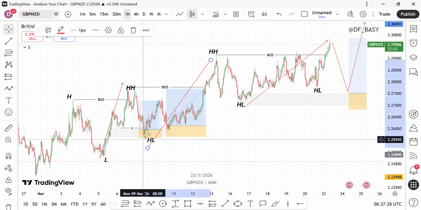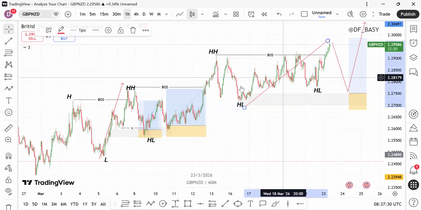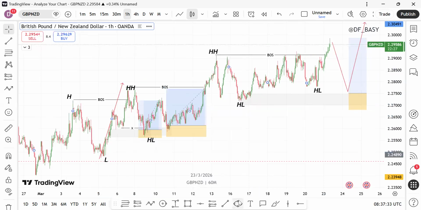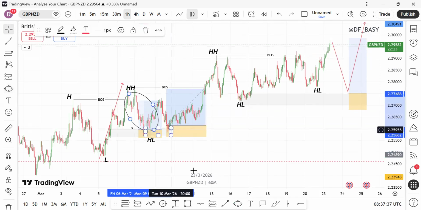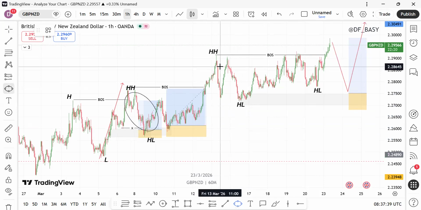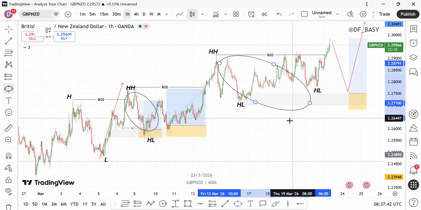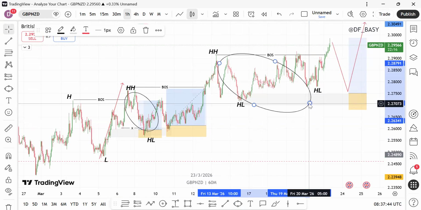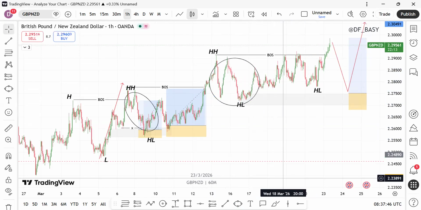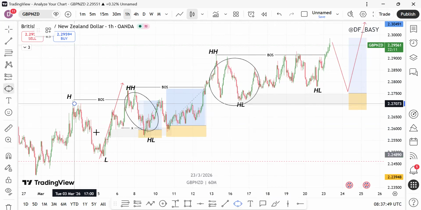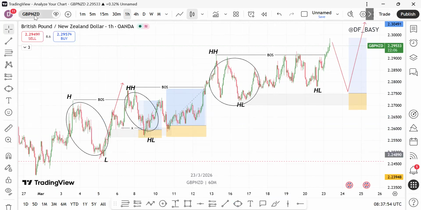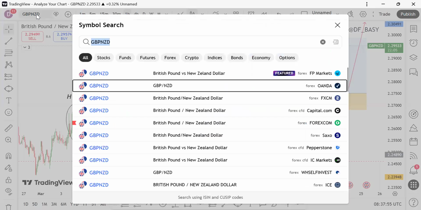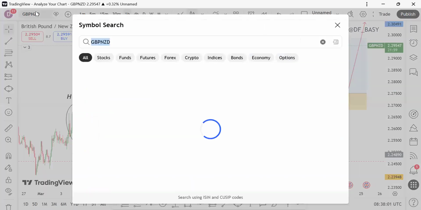Now, let me create space. This is your corrective move. This is your corrective move. This is your corrective move. Right? This is your corrective move over here. You get me? It's clean. It's easy.